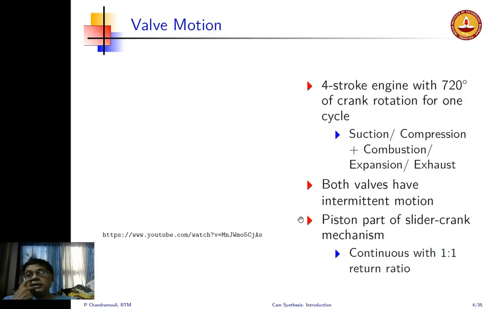So you have the situation where both valves, the intake and the exhaust valve, have intermittent motion. Of course, the piston is part of a slider crank mechanism, which is a 1:1 ratio. So you see the IC engine is a machine which has two mechanisms. You have a cam follower mechanism, which opens and closes the valve, and you have, of course, a slider crank which allows the piston to go back and forth.